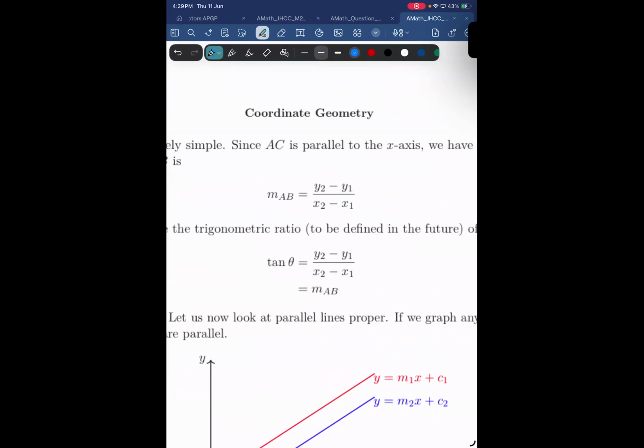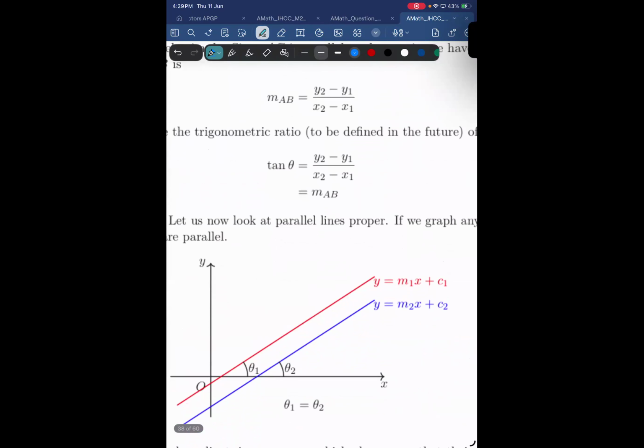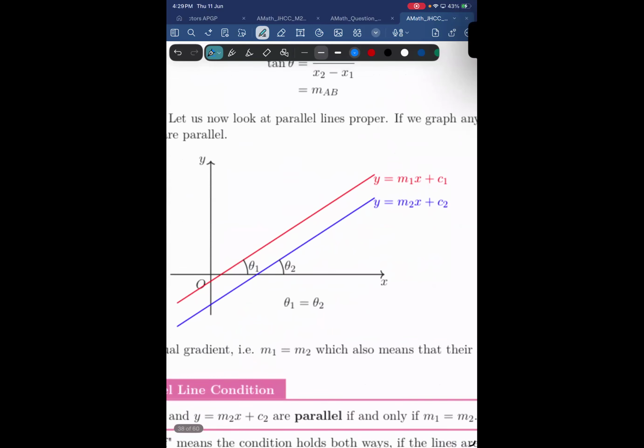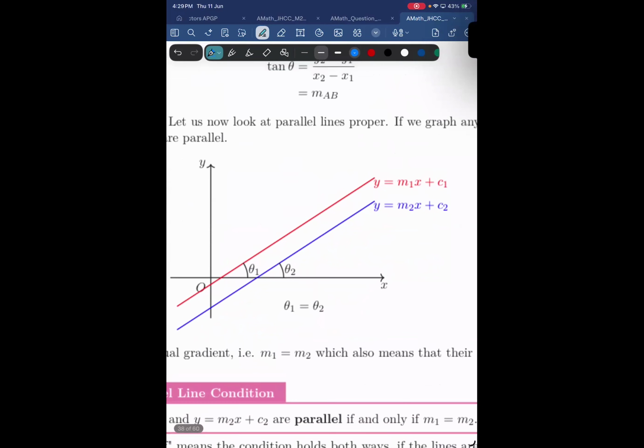Now we can start looking at a pair of parallel lines. How are they related to each other? Let's look at these two. It should be quite obvious that the angle of inclination for both of them is the same. If the angle of inclination is the same, it would also mean that the gradients are the same, so m1 equals m2. Conversely, if m1 equals m2, the gradients are the same, which means the angle of inclination is the same, which means they are parallel. They're very easy to see.